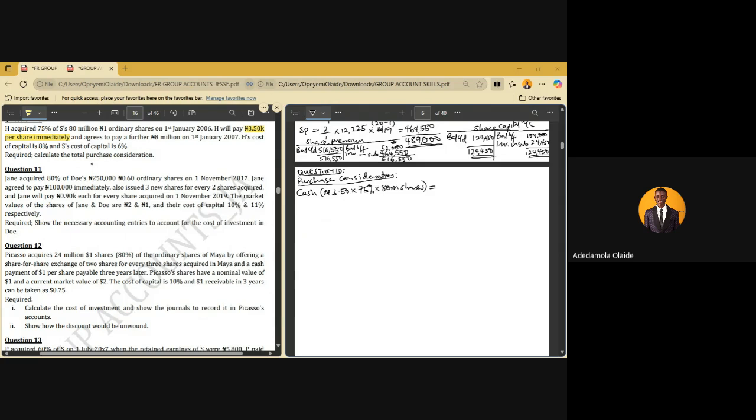So that 210, is it 210 or 210 million? That should be 210 million cash consideration. For the deferred consideration, it will be what?